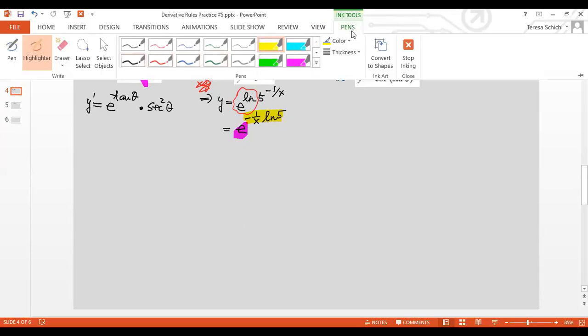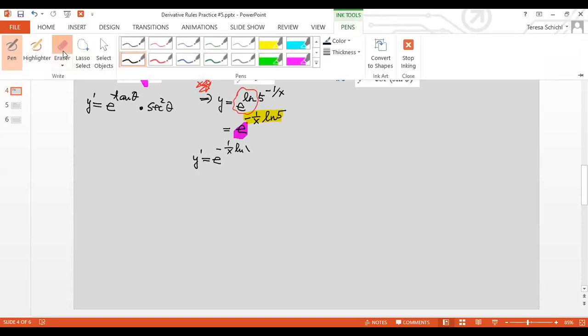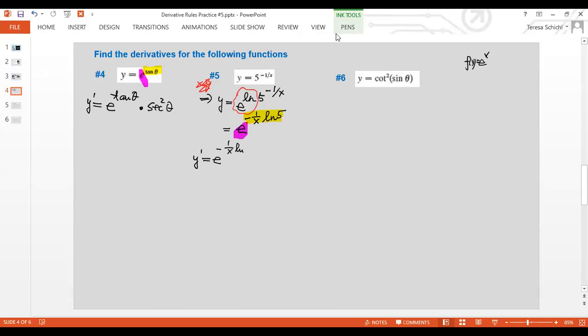Okay, so now let's do the derivative. So y prime is what? It will just be itself, right? It's e, the primary function, to the negative 1 over x natural log phi. Then I need to times the derivative of my yellow term, the secondary function. Natural log of phi is a constant, so I can leave it here.